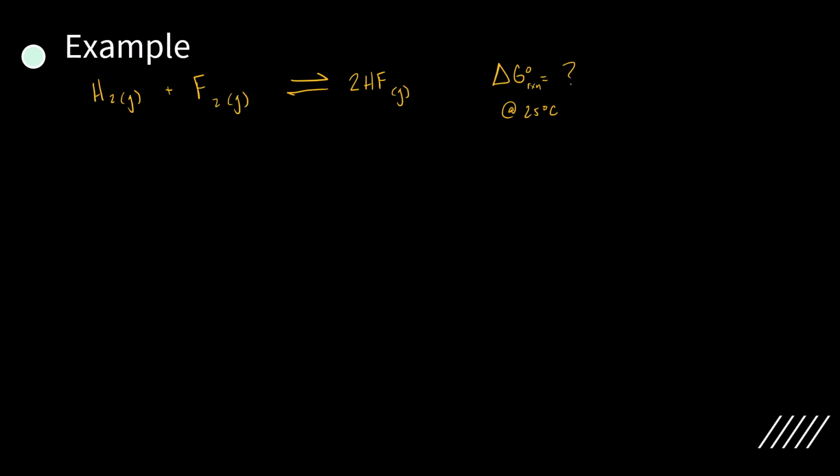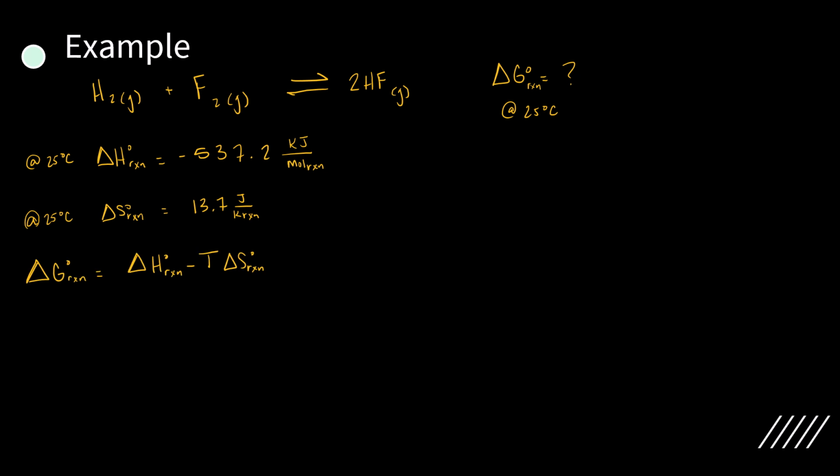So let's go ahead and look at an example. We have H2 plus F2 giving us 2HF, and we want to find the delta G of the reaction. Let's say that we have the delta H and the delta S of the reaction given at 25 degrees Celsius. What we're going to do is plug it into our equation. So remember, delta G is equal to delta H minus T delta S.